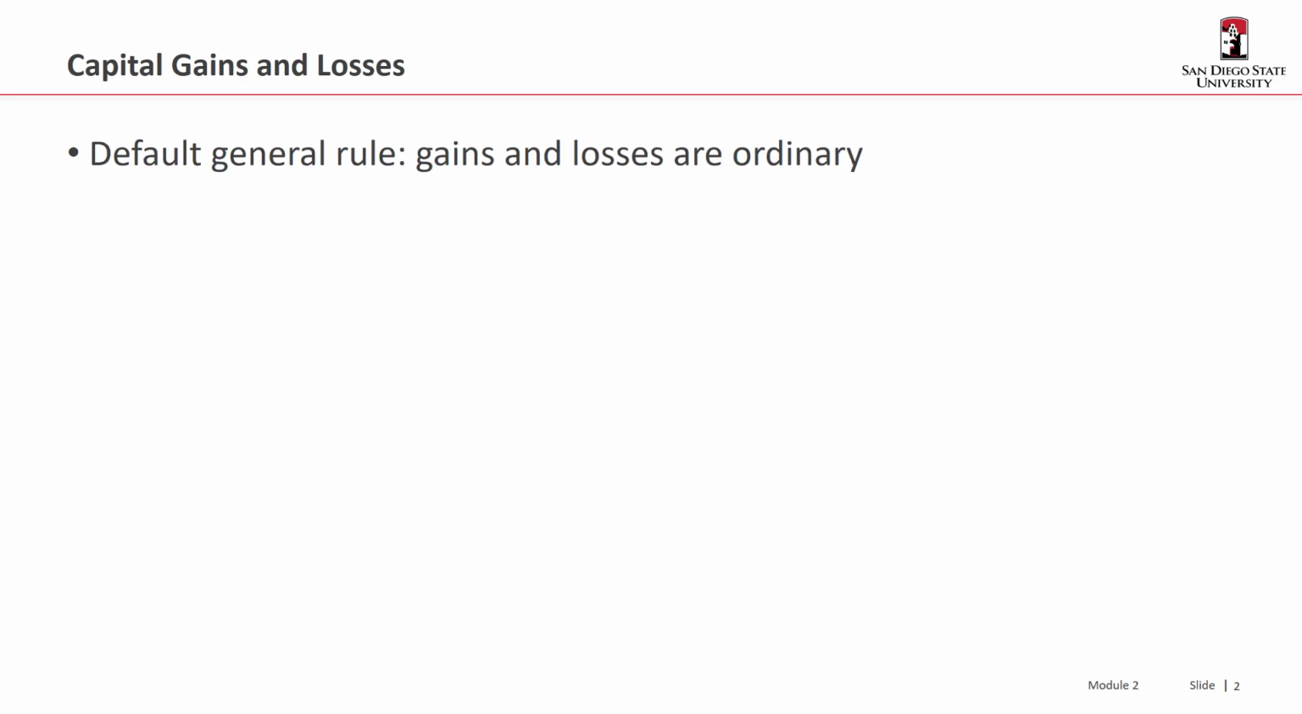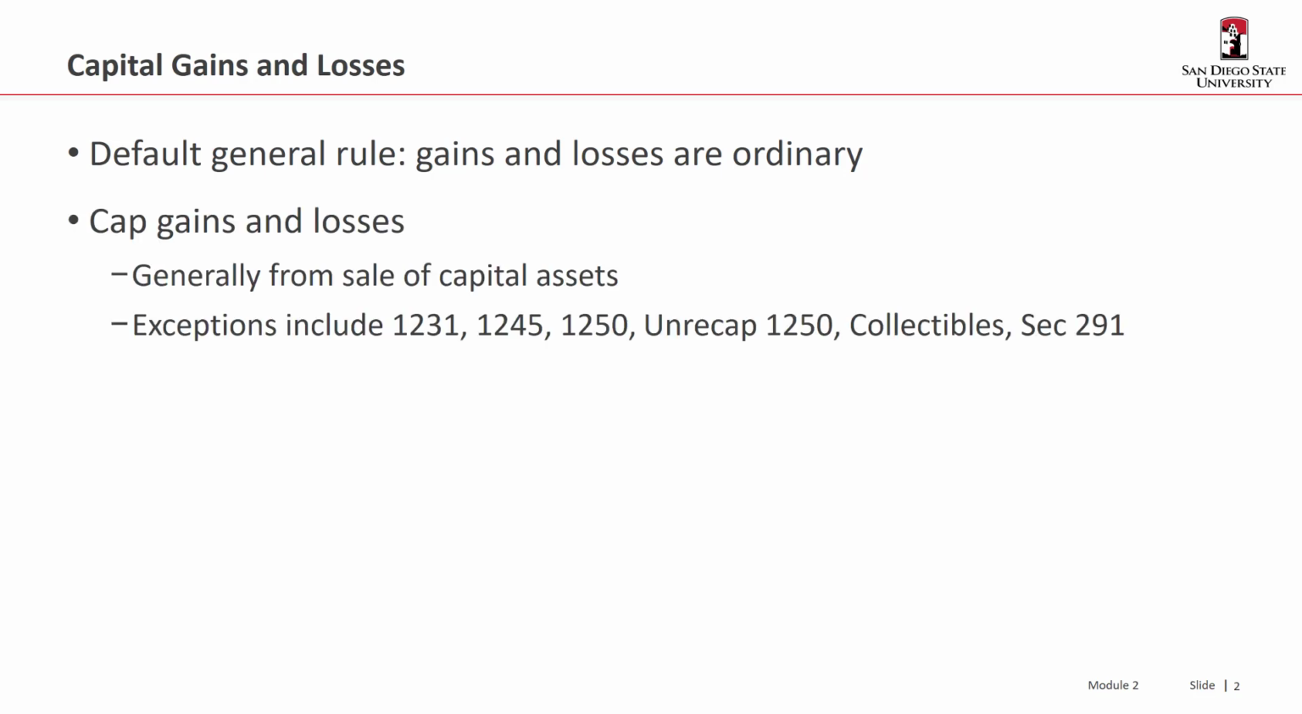So the default general rule is that gains and losses are ordinary. Capital gains and losses generally come from the sale of capital assets. Now, there are a bunch of exceptions, and some of these we cover in here, like 1231, 1245, and 1250. However, the unrecaptured 1250 and the collectibles, that's left for 503. We don't really cover that in here. When we get to the corporate chapter, we'll cover section 291.